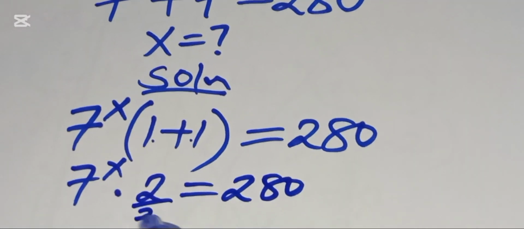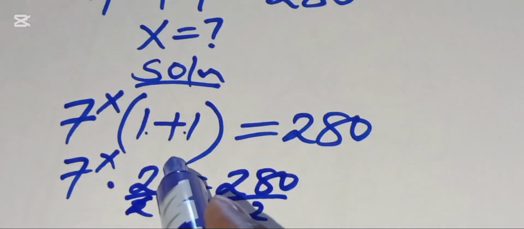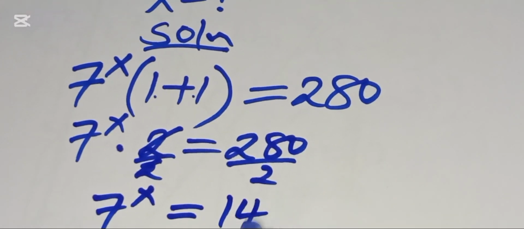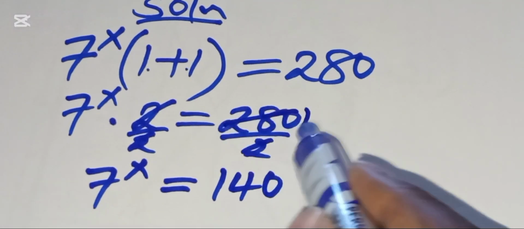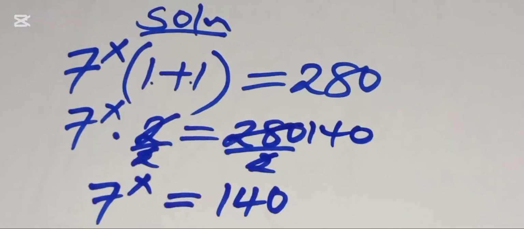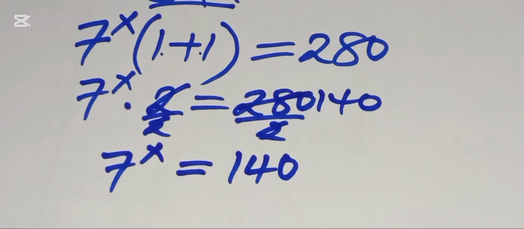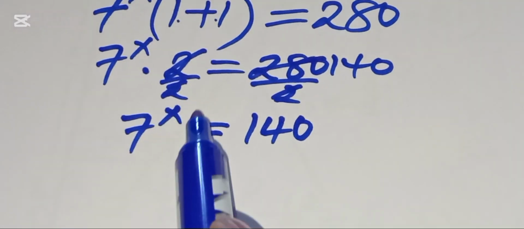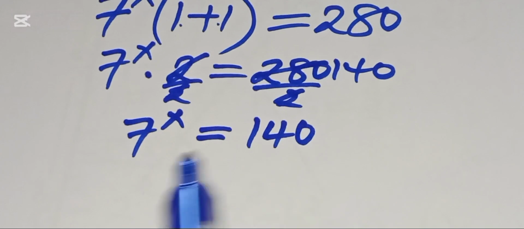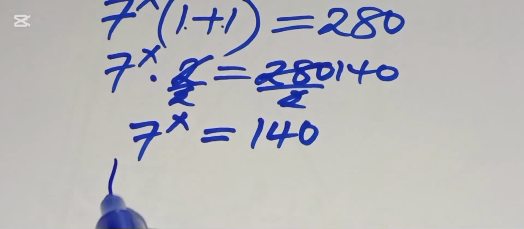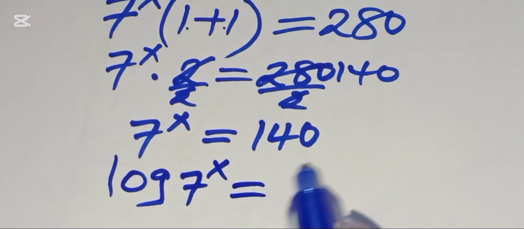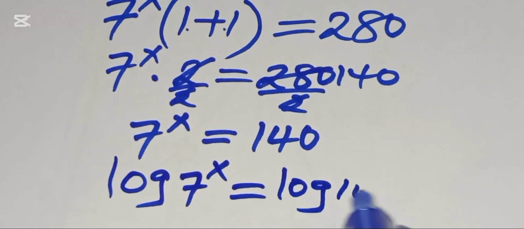So divide both sides by 2, so that 7 raised to power x is equal to 140. Now, to solve for the value of x, we introduce the logarithm. We have 7 raised to power x equal to 140, so we take log 7 raised to power x, which is equal to log 140.